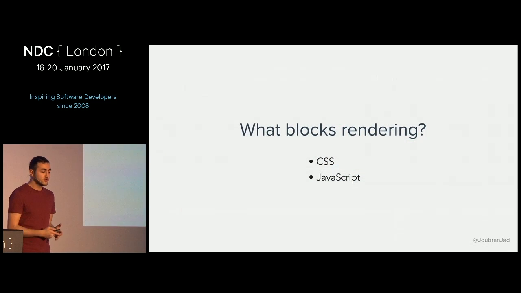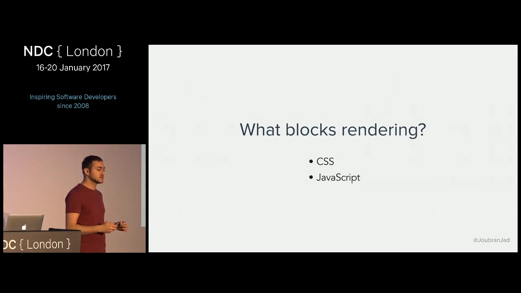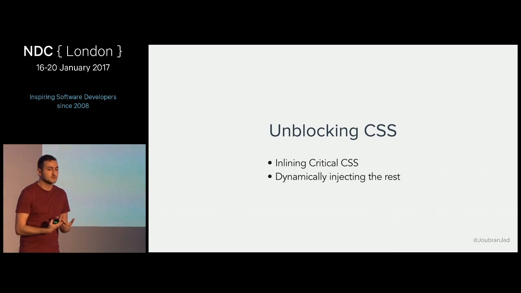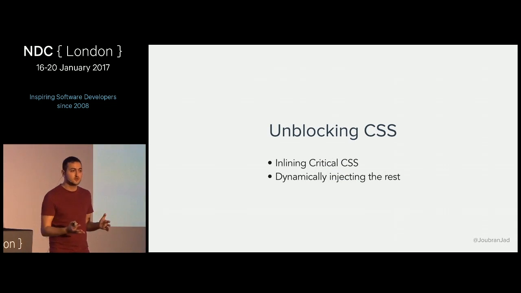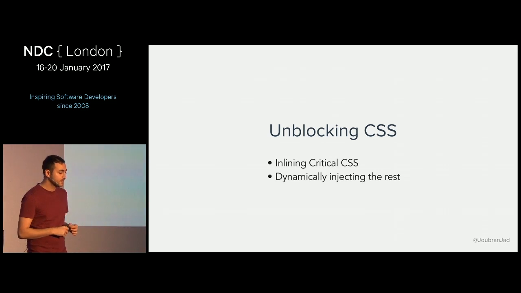So how can we unblock CSS and JavaScript? Let's start by unblocking CSS. And the strategy that I like to follow is by inlining critical CSS. So that's right, we use inline styles in the head for the most important bits and pieces of CSS. And then for the rest of the CSS, we just dynamically inject it at the end.